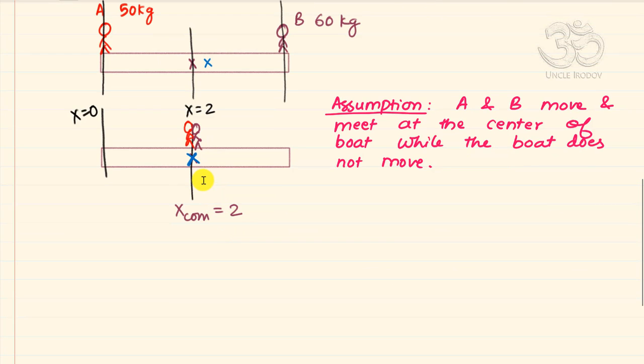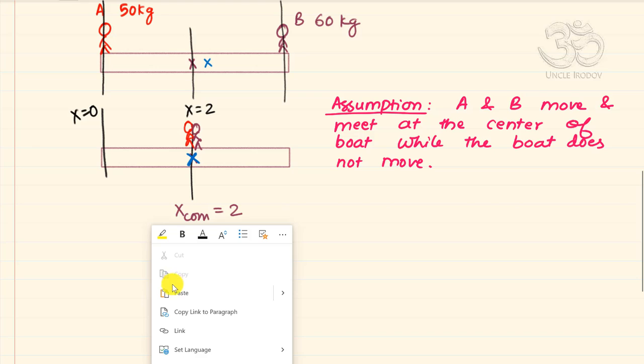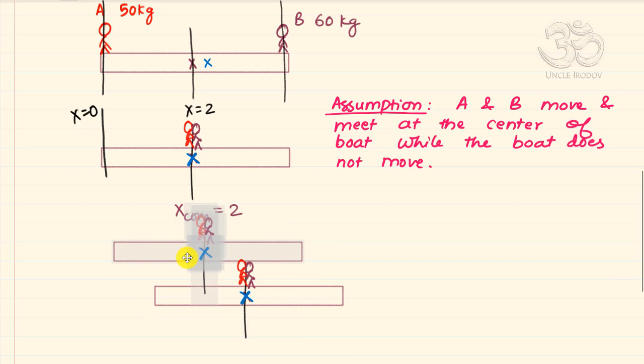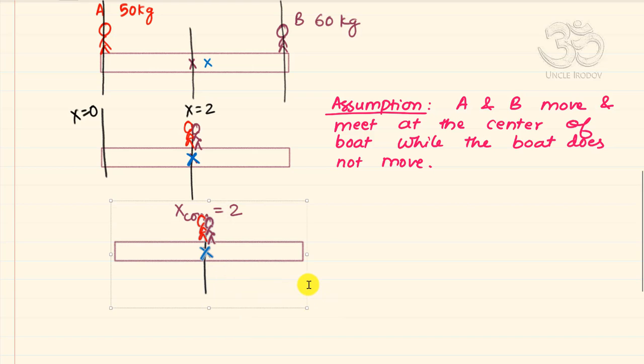So that means what happens is, as these two people come together and they meet at the center, the boat should itself shift in one direction. And how will the boat shift? The boat will shift in such a way that this blue dot, the new blue dot, coincides with the old blue dot. And that situation will be something like this.